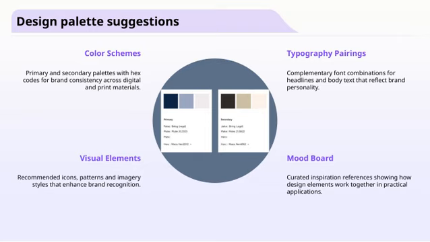First, we'll look at color schemes. We'll identify primary and secondary palettes, complete with hex codes, to ensure consistency across both digital and print materials. This consistency is key to building a strong, recognizable brand.